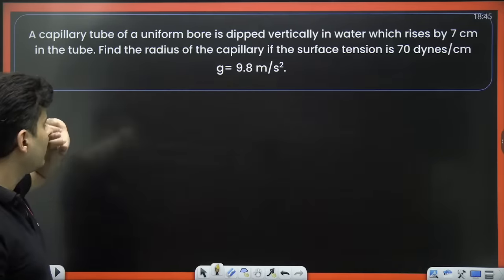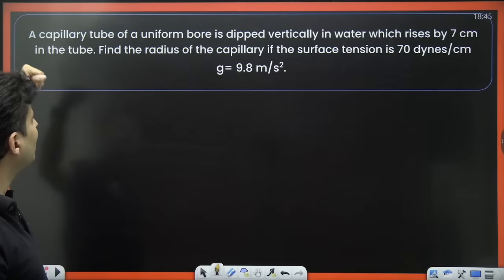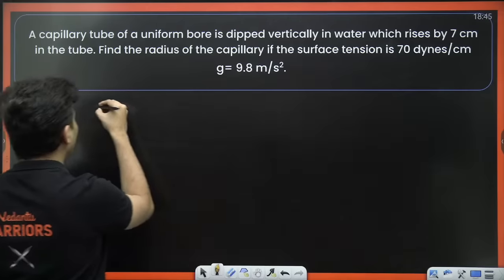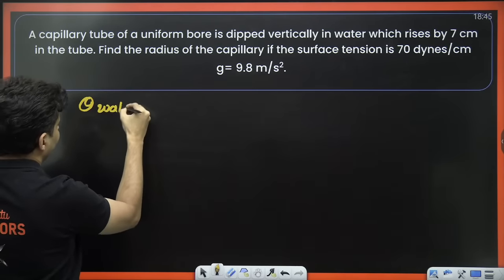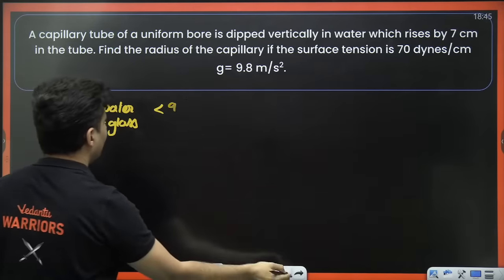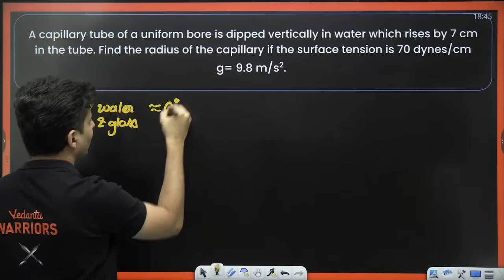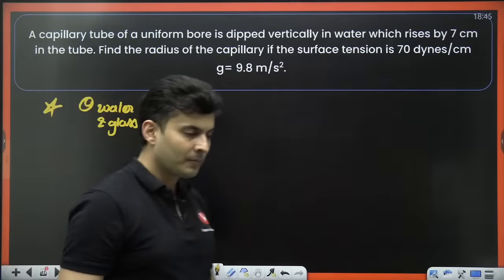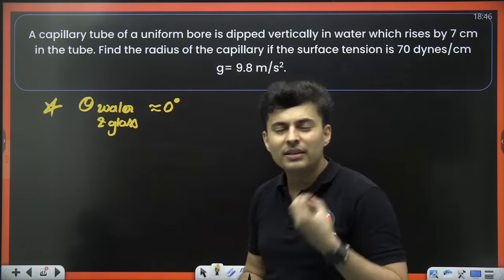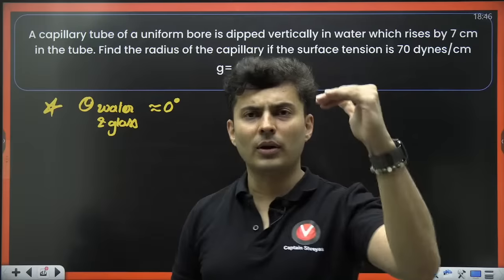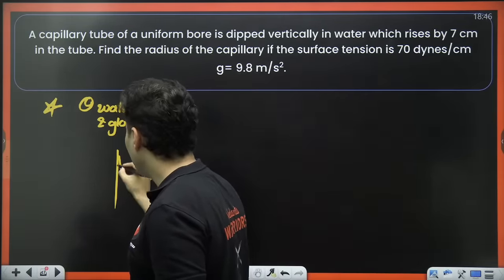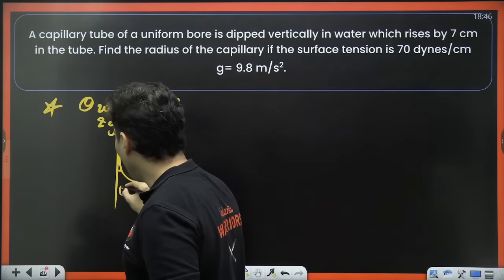A capillary tube of uniform bore is dipped in water, which rises by 7 centimeters. Find the radius if the surface tension is this much. Now, usually the angle of contact for water and glass is not just less than 90, but very, very close to 0 degrees. This is a value which you must remember. The angle of contact is like 1 degree, 5 degrees, 2 degrees, very, very small. So because it is so small, I will almost assume it as 0 degrees. Meaning the water surface will almost be like this over here, and you can see the angle made at this point is almost 0 degrees.